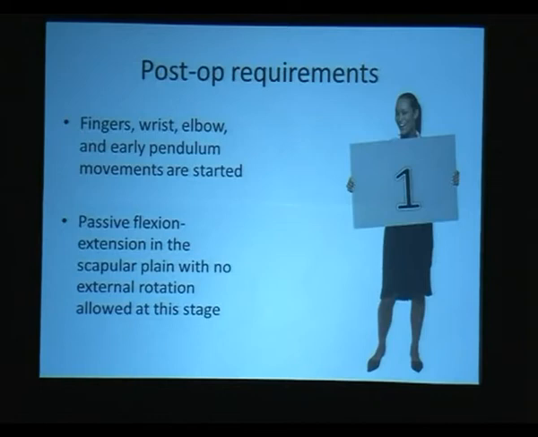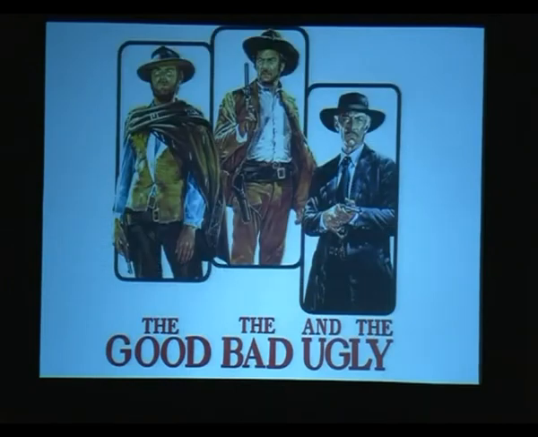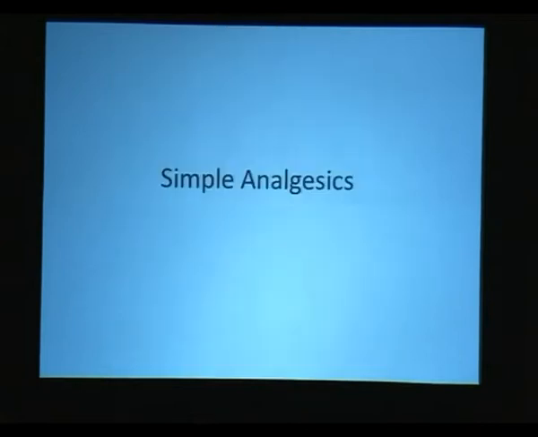For example, on day 1, the surgeon would like to see your fingers, the wrist and elbow movements, which is actually needed for physiotherapy. Now, if you give a block and the patient can't move the limbs, like a very good block, then it's useless because you cannot proceed beyond day 1, so you have to wait for the block to recede. So you need something which gives you not only good pain relief, but also allows you to assess the motor function. So let's look at the good, bad, and the ugly of the analgesia for shoulder arthroplasties.